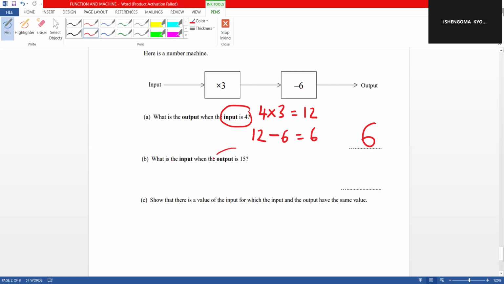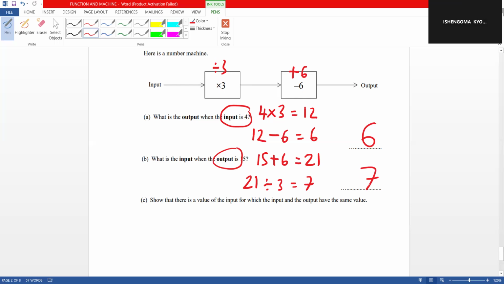B, I'm given output, which is 15. I have to do the opposite. Instead of minus 6, I have to do plus 6. And I get 21. Then this 21, I have to divide by 3. That is the opposite of times 3. I get 7. Hence, my input will be 7.